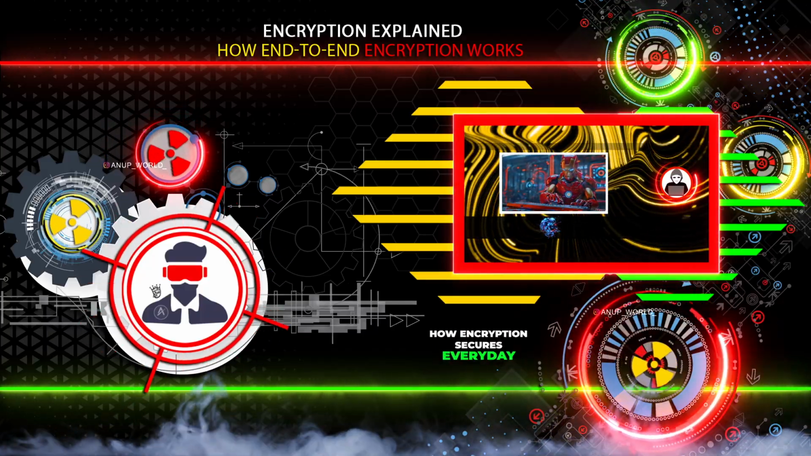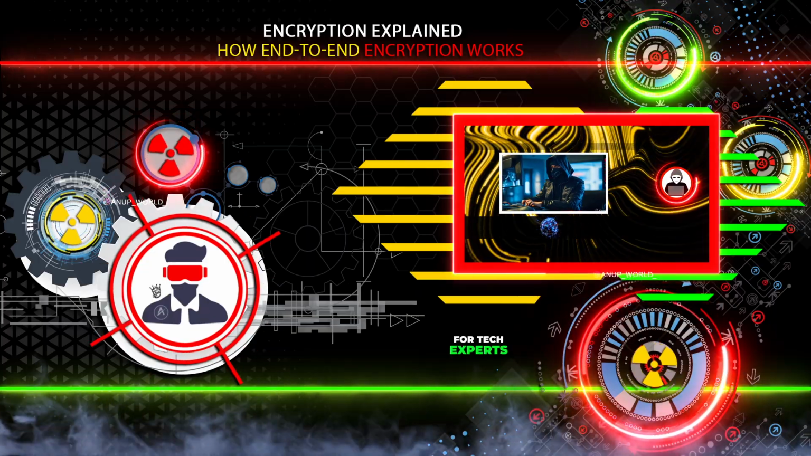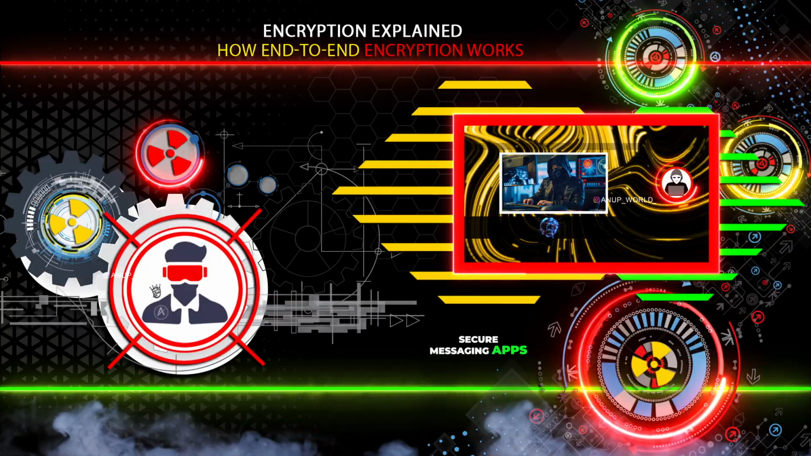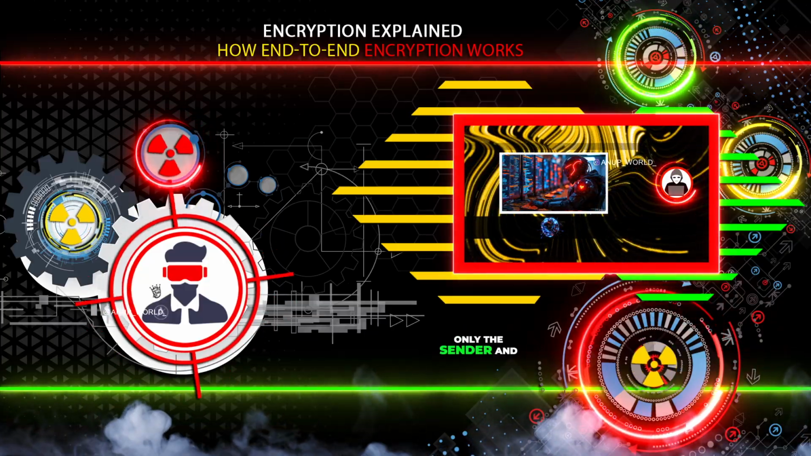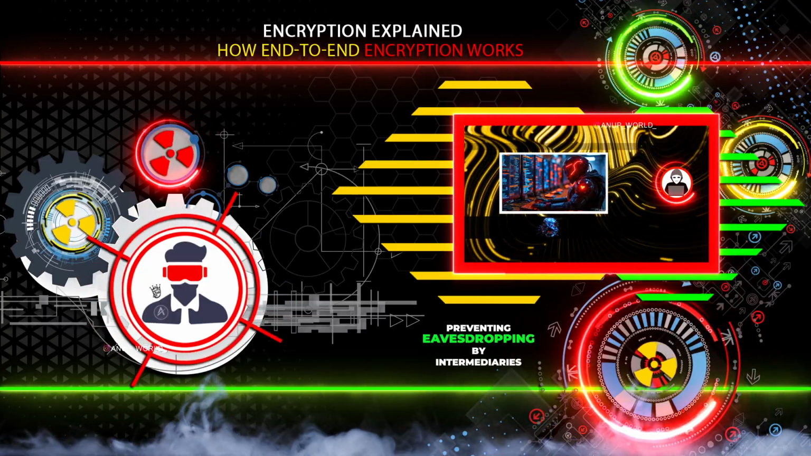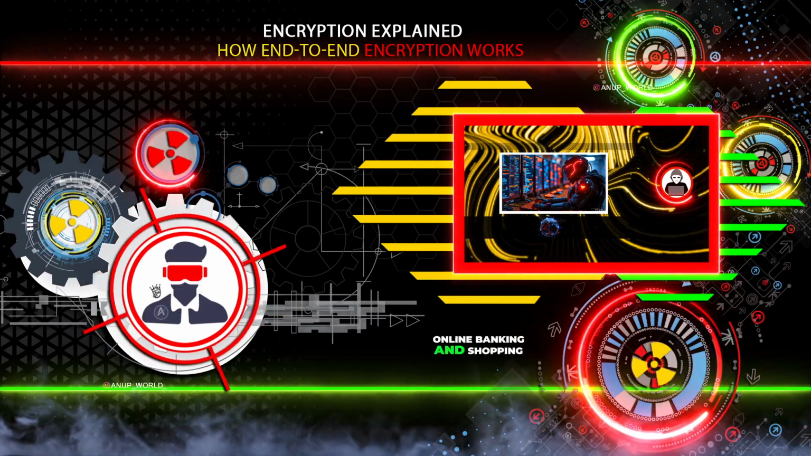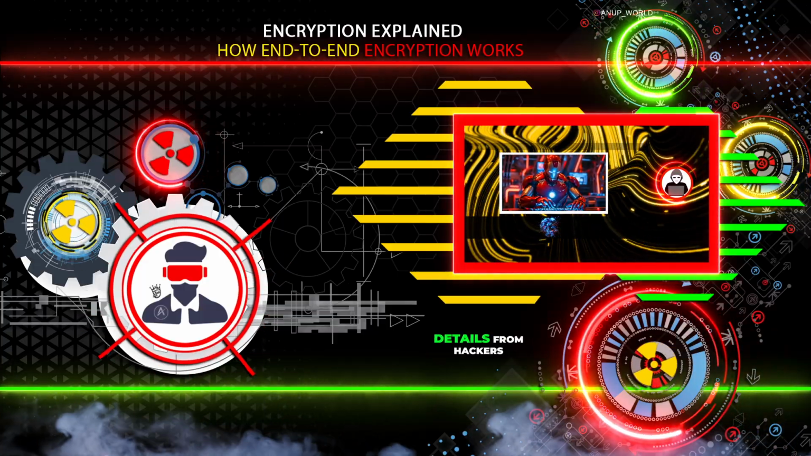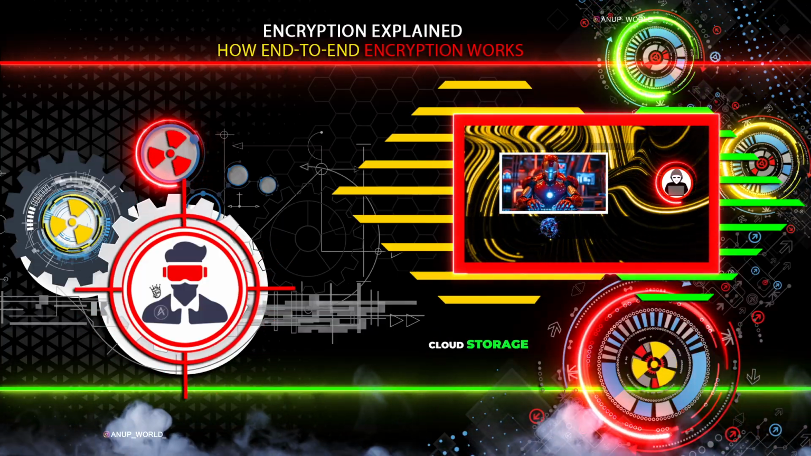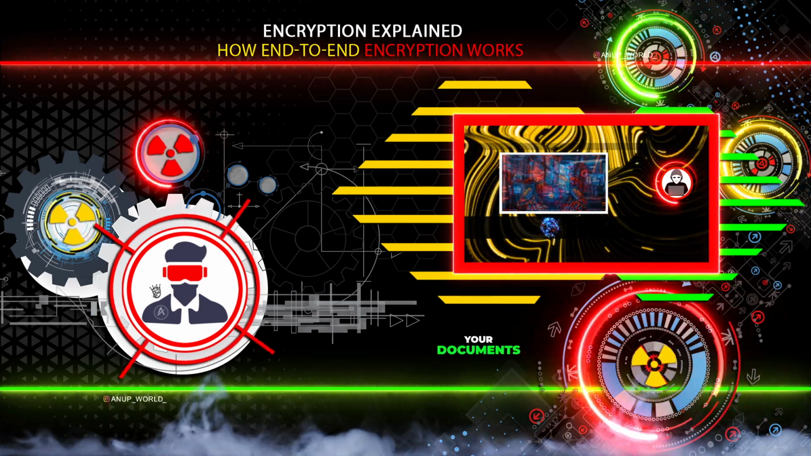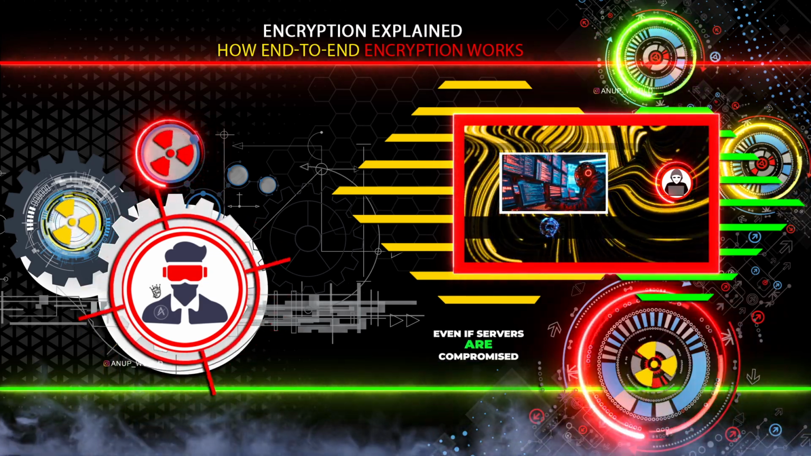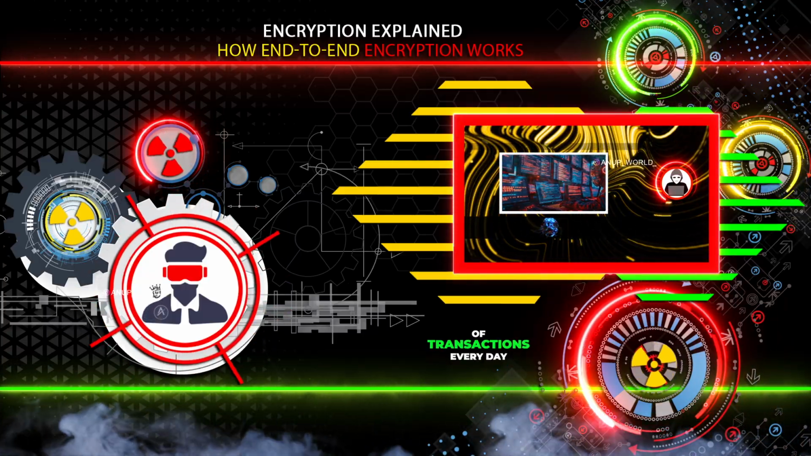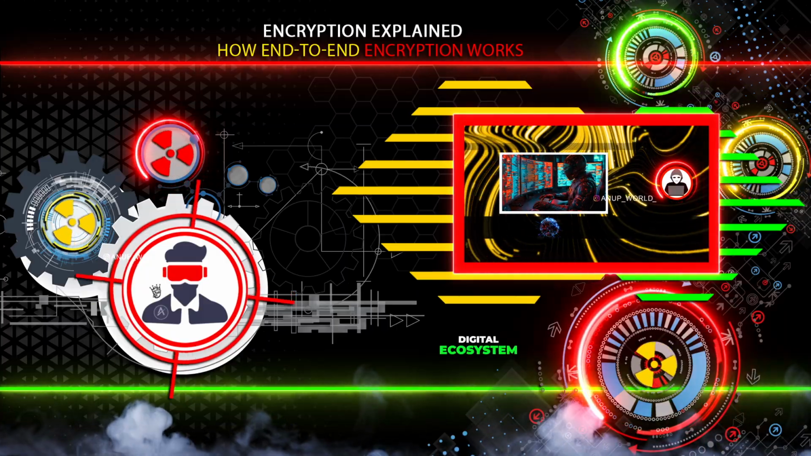How encryption secures everyday activities. Encryption isn't just for tech experts, it's embedded in many aspects of our daily lives, often without us realizing it. Secure messaging apps. End-to-end encryption ensures that only the sender and recipient can read messages, preventing eavesdropping by intermediaries. Online banking and shopping. When you shop online or check your account balance, encryption safeguards your financial details from hackers. Cloud storage. Encrypted cloud storage keeps your documents, photos, and backups safe, even if servers are compromised. Invisible security. Encryption quietly protects billions of transactions every day, enabling trust in the digital ecosystem.